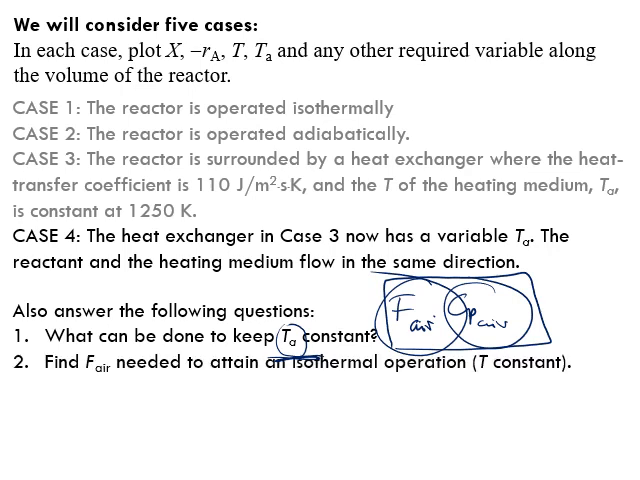Okay. And one more question. Find F air needed to attain an isothermal operation. Interesting. So you saw that T is decreasing. Can I increase F air to a limit where the temperature inside the reactor remains constant? We're not talking about TA being constant. Now we're talking about T being constant. Can you do that? Please try it out.